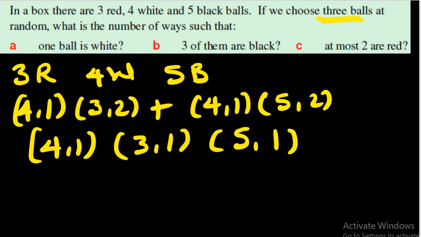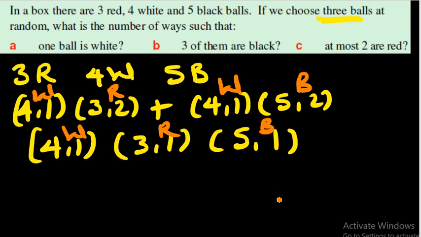Try to observe here the possibilities. What are they? White, then red, 2 red, again white and black, 2 blacks, or white, red and black. These are the possibilities. Because it says one ball is white, just one white means it doesn't care about the other 2. The other 2 can be red, or the other 2 can be black, or the other 2 can be 1 red 1 black. So these are the total possibilities that we can have.